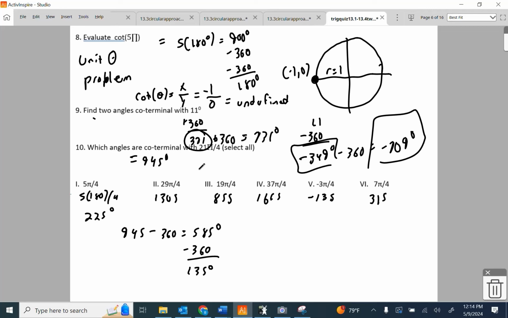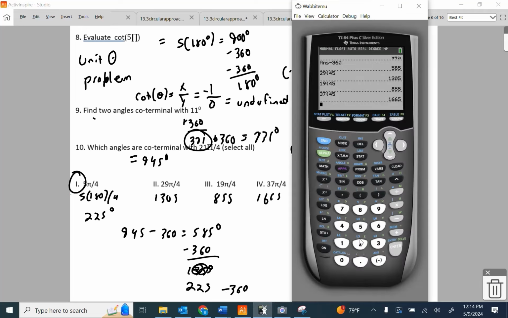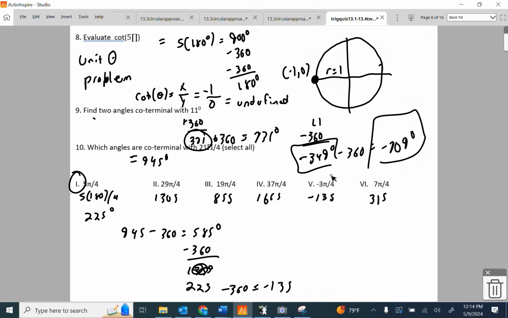Sorry, I had a brain fart here. I'm a little confused as to what's going on here. Oh, it's right here. I told you I had a brain fart. There's one of them, 225. Don't see 585, 225. Let's take away another 360 and see if we get something. Negative 135. There's one.